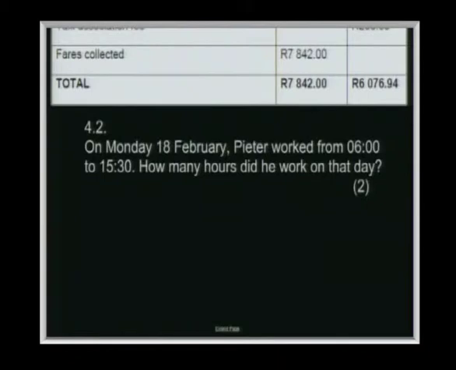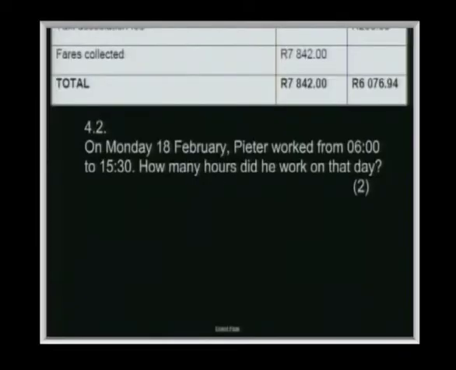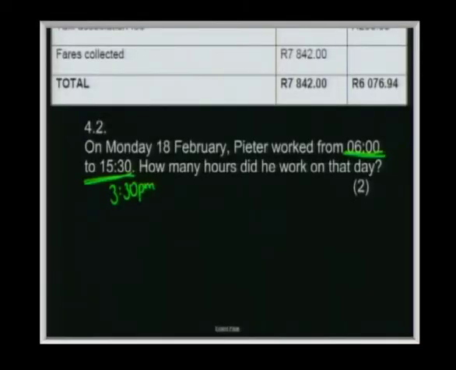This is one of your favorites, time. Now this is where people make silly mistakes, so focus on this carefully. On Monday, the 18th of February, Peter worked from 6 in the morning, and the reason I know it's 6 in the morning is because it's 06 until 15:30, which is in the afternoon. What time is that? 15:30. Remember, in order to work out what time it is, you need to take away the 12. So it's going to be 15 minus 12 is 3. So it's actually 3:30 p.m. in normal numbers.